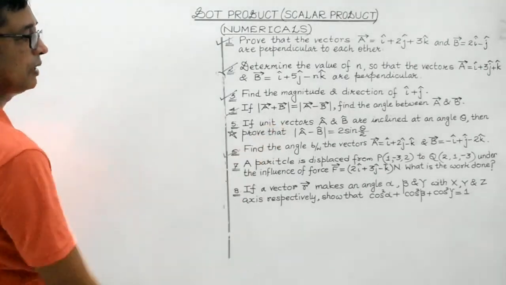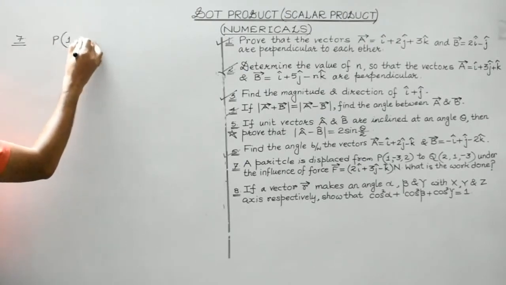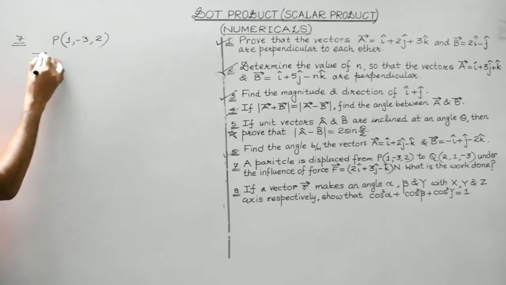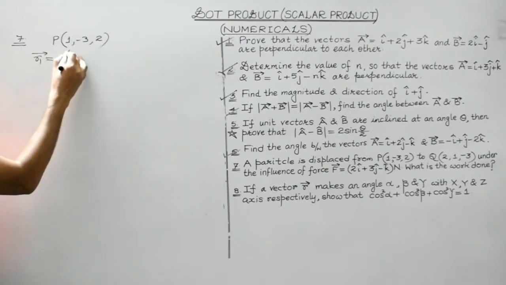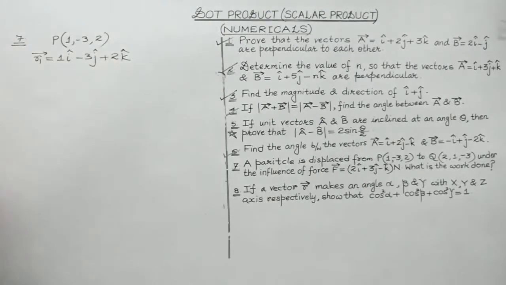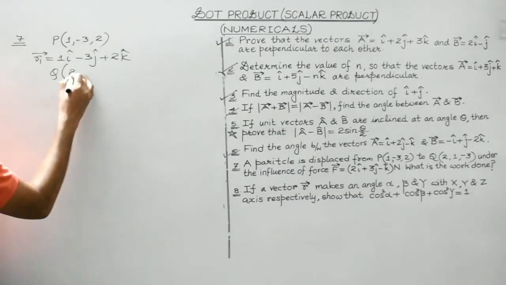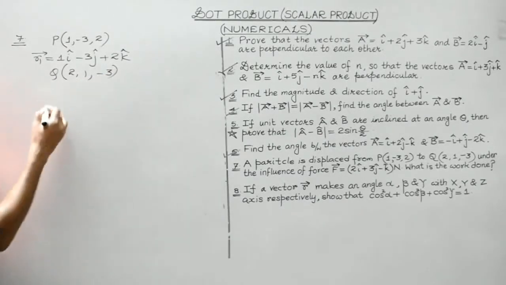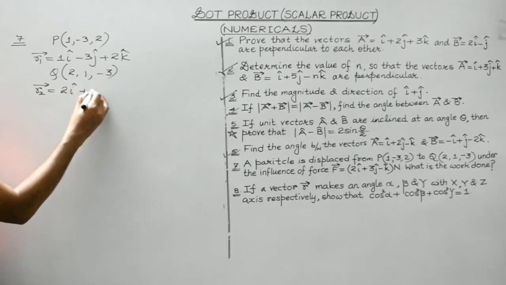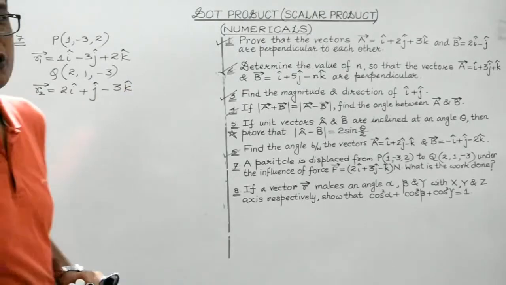So, a particle is displaced from P to Q. So, P is the initial point, 1, minus 3, 2. So, its position vector would be written as 1 i cap minus 3j cap plus 2k cap. Right? And point Q is given to be 2, 1, minus 3. So, its position vector would be written as 2i cap plus j cap minus 3k cap. These are the position vectors.